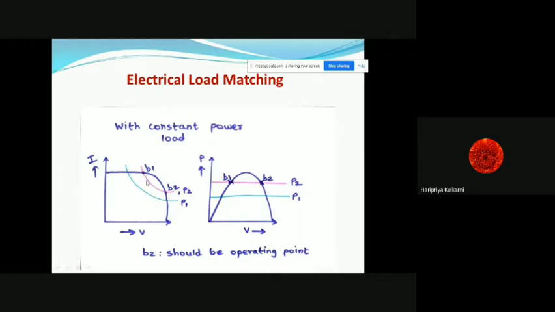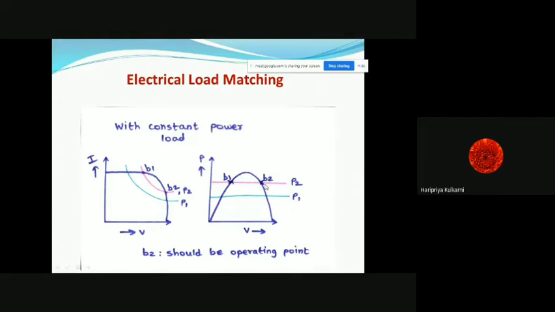At point B1 we have less voltage and high current, whereas at point B2 we have high voltage and less current. But the product of V and I, which is the power, is the same at both operating points B1 and B2. I have shown it with a pink line, B1 and B2 on the IV characteristics. Also on the PV characteristics, I have shown B1 and B2 where power corresponds to P2. So you can operate the system at B1 or B2, both, for getting the same power.